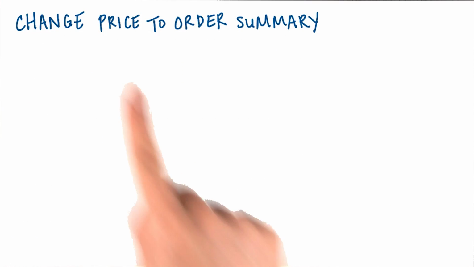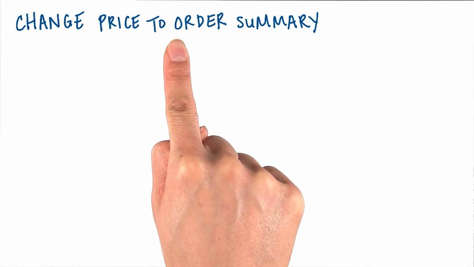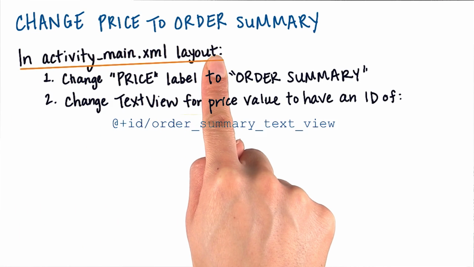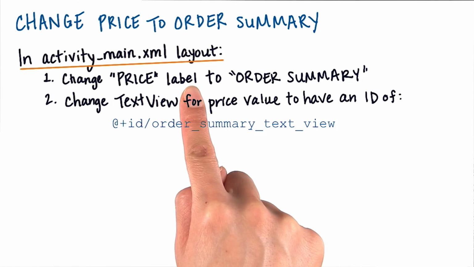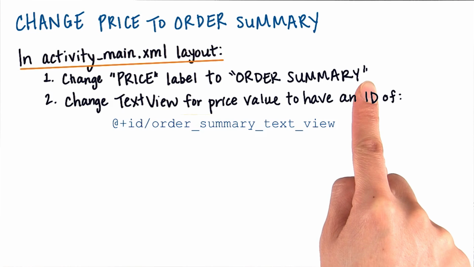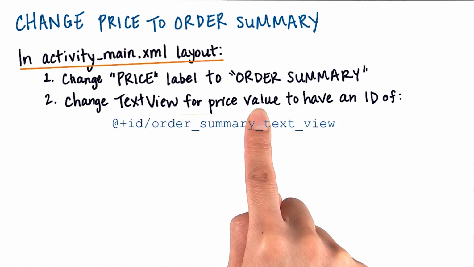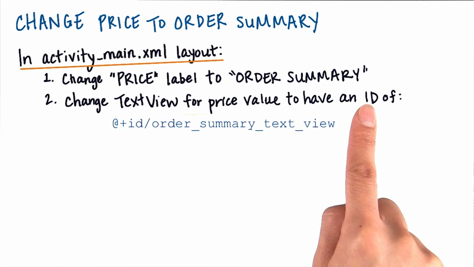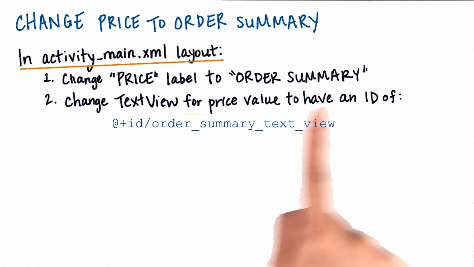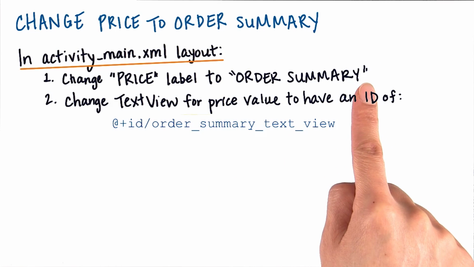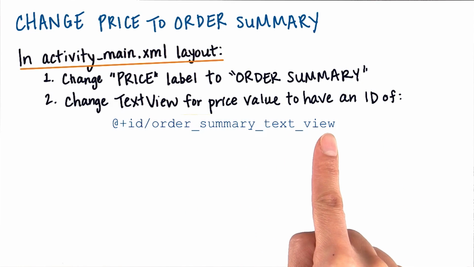The overall goal is to change the price section to be called the order summary section. There's a couple of additional changes we'll be making along the way. In the activity main layout file, go ahead and change the price header to say order summary. Then find the text view for the price value, not the header, but the actual value. Change that view to have an ID of this. The view ID used to be something like price text view, but now that we've changed it into an order summary section, we're going to update the ID as well.